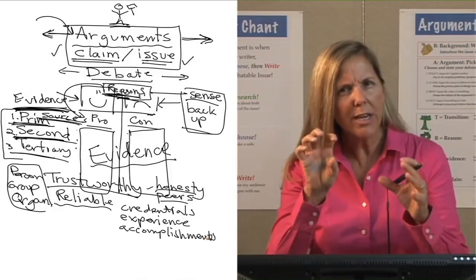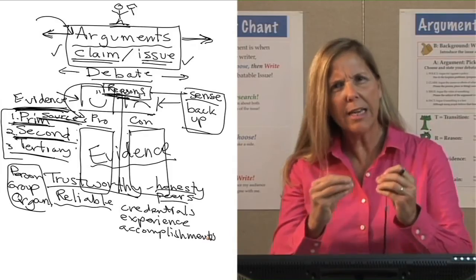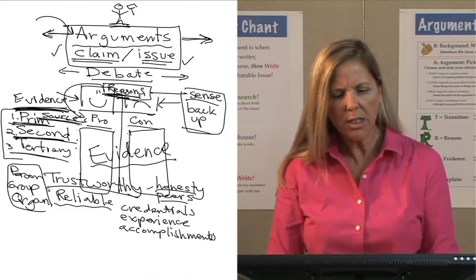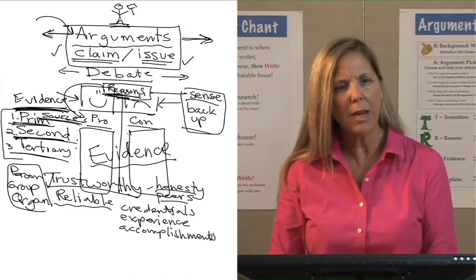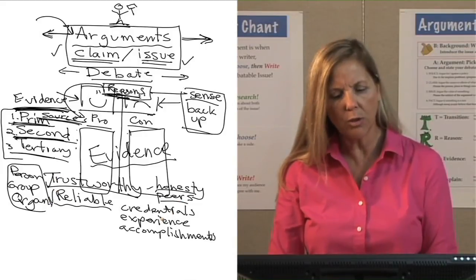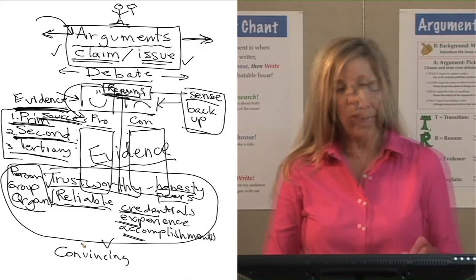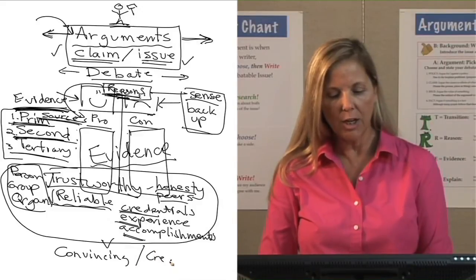And when I look at their reasons and I look at their sources, I'm asking myself, where are you getting this evidence from? A person, a group, an organization? Is this person, group, or organization trustworthy? Are they honest? How are they viewed by their peers? Are they reliable? Do they have credentials, experience, and accomplishments? And all of this, what our lawyers are presenting us, is convincing and credible.